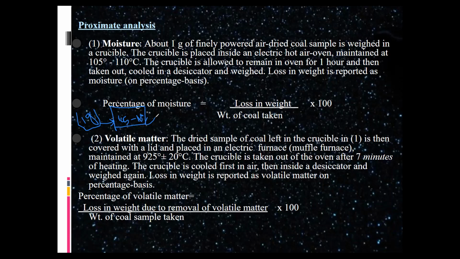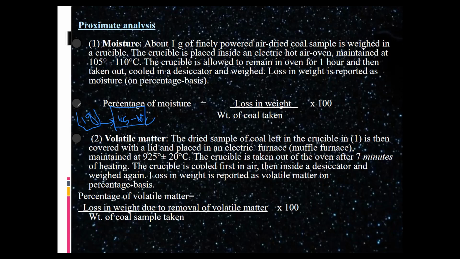After 1 hour, we are removing the silica crucible from the oven and placing it in the desiccator. A desiccator is one of the equipment used for cooling glassware. So in the desiccator, we are cooling the silica crucible. After cooling, we again take the weight of the silica crucible.